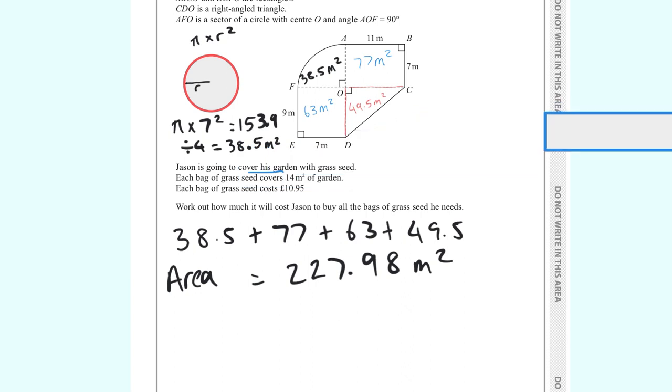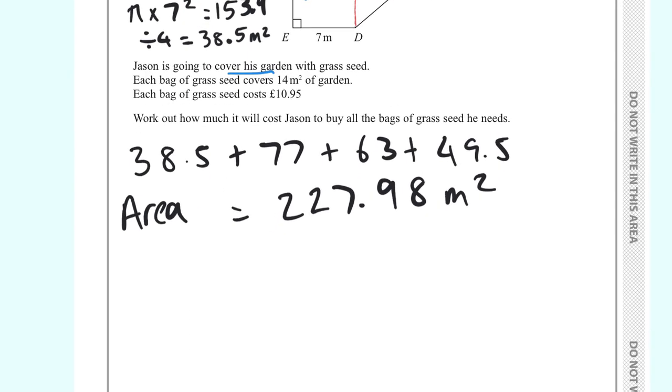Now we'll look at the words. Each bag of grass seed will cover 14 meters squared, and it costs £10.95. Okay, so we need to work out how many bags he's going to need. So that's the total area. We can divide that by 14. So 227.98 divided by 14.